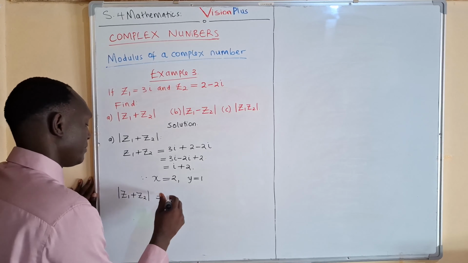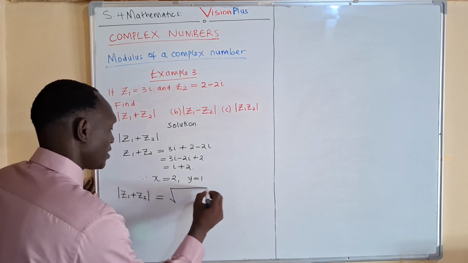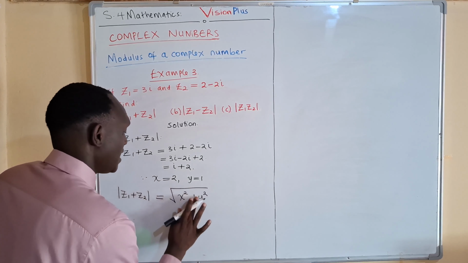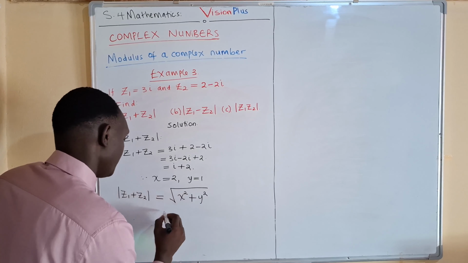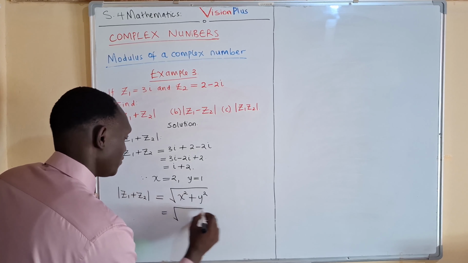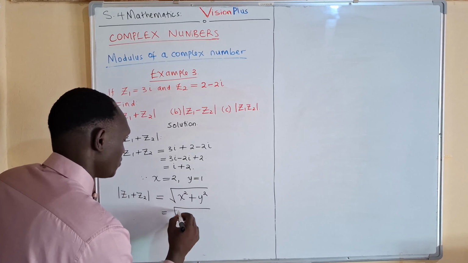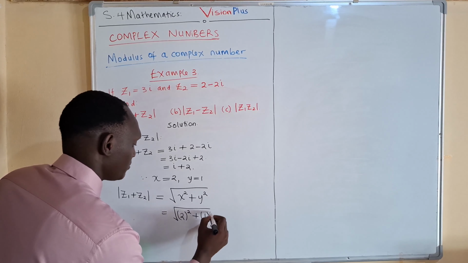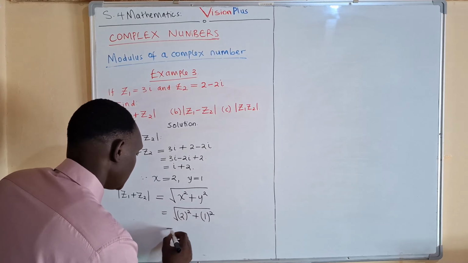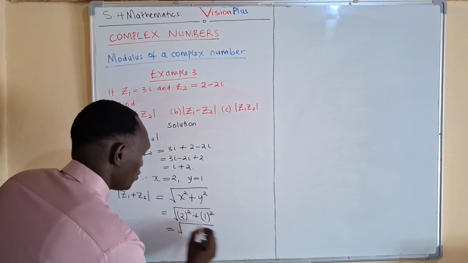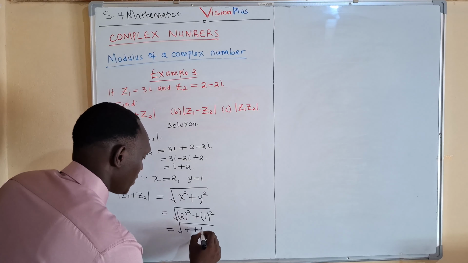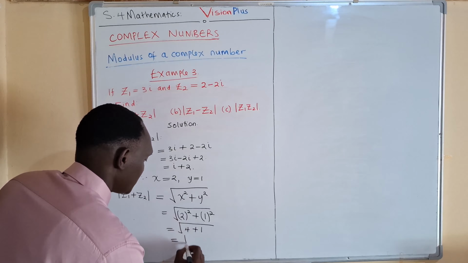Therefore, the magnitude of z1 plus z2 equals, remember, the formula is the square root of x squared plus y squared. Then here we need to substitute for x and y. What is the value of x? x is 2. We put it in brackets and square it. Plus y. What is y? y is 1. We put it in brackets and square it. What is 2 squared? 2 squared is 4. Plus, what is 1 squared? 1 squared is 1. This gives us the square root of 5.